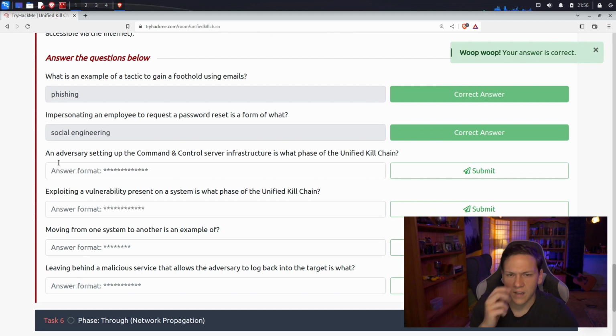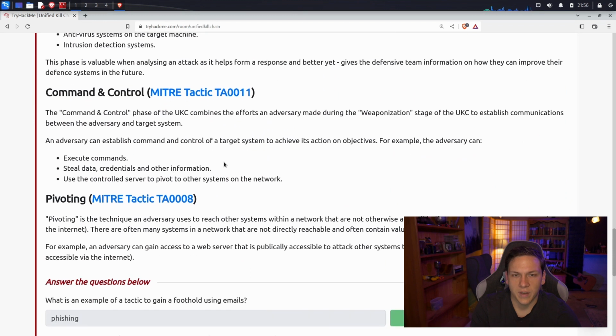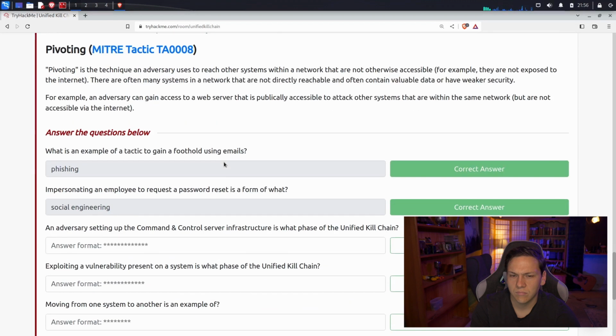An adversary setting up the command and control server infrastructure is what phase of the unified kill chain? Command and control. Or weaponization. Weaponization.